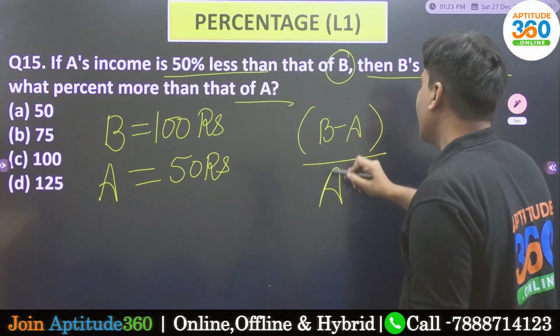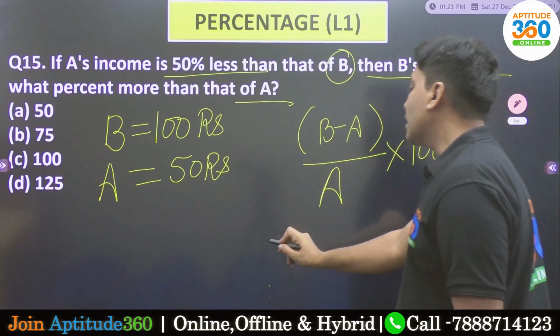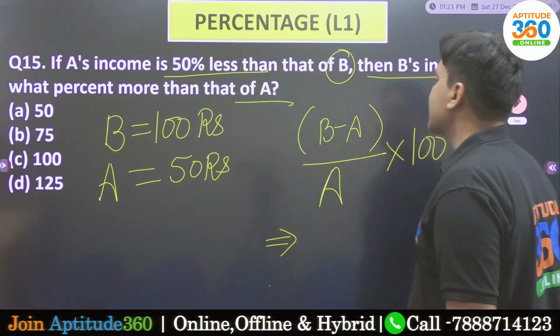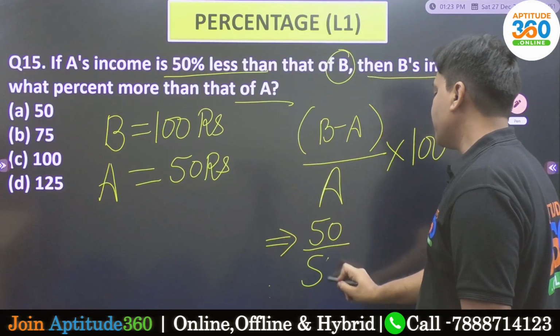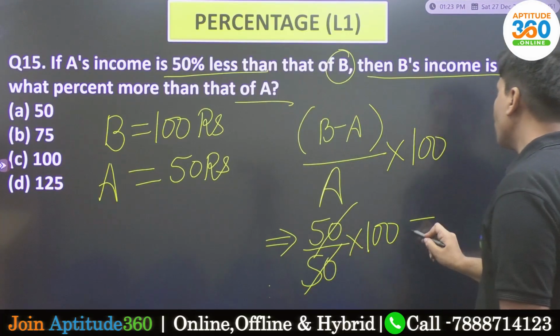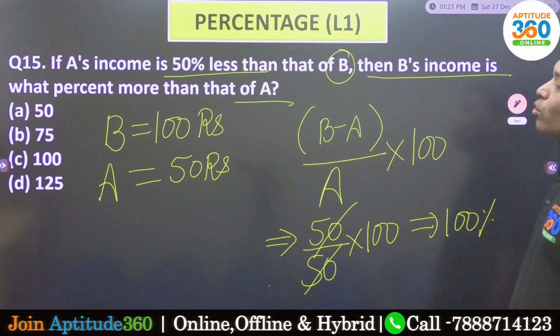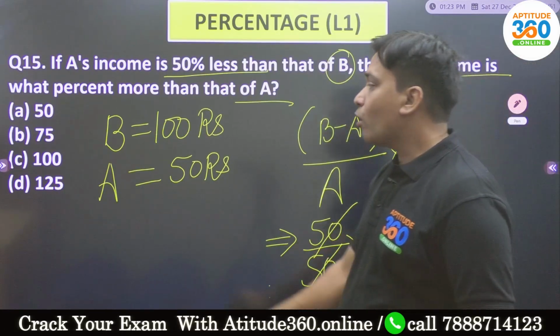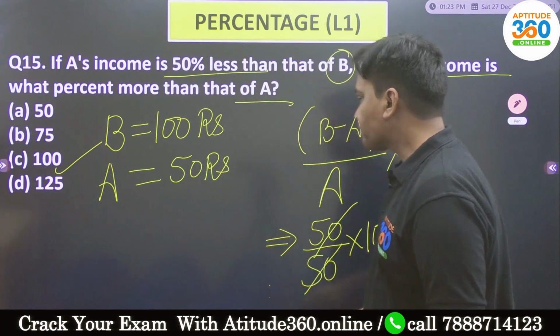B negative A. और इस रेशियो को आप क्या करते हो? 100 से मल्टीप्लाई करते हो so that it becomes percentage. Now the value is 50 in the numerator, 50 in the denominator into 100. So these two values are gone. So what do we have here? We have got 100%. So what percent more than that of A? It is 100% more than that of A. Isn't it simple?